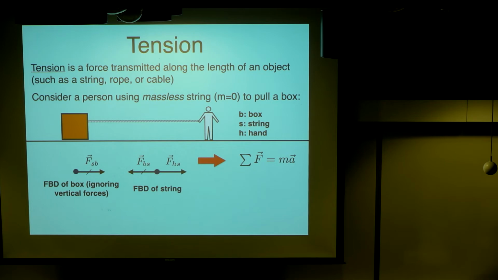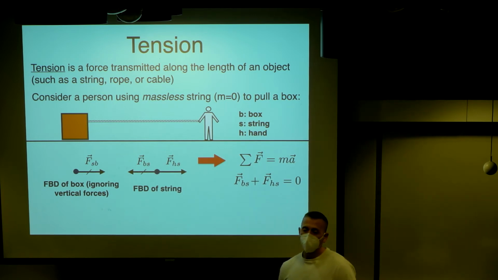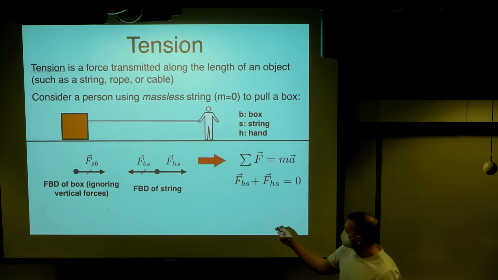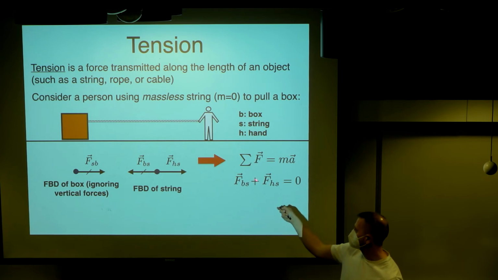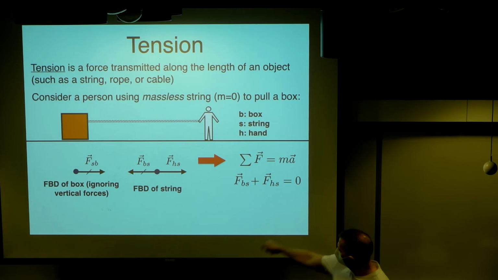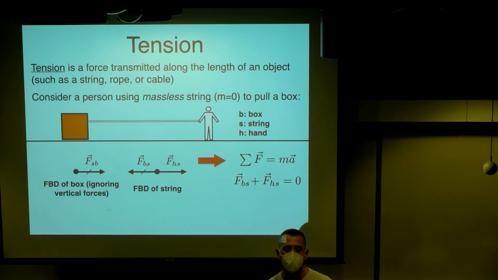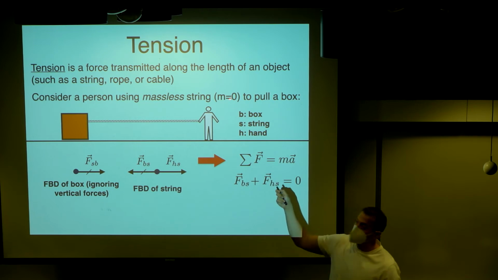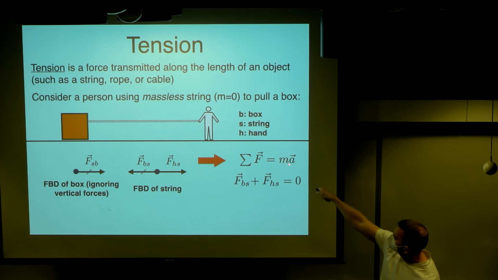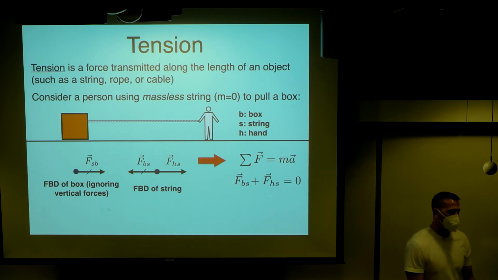So let's apply F equals MA to the string itself, okay? So we're going to add up the forces and set that equal to M times A for the string itself. Here's what you get. These two forces that I'm showing you here are added together, FBS plus FHS, okay? That's just what it means to take the sum of forces, as we add these two. But on this side, I'm setting that equal to 0. Here's why. Because what we're assuming is that the mass is equal to 0, okay? So if you plug in 0 on this side of the equation for mass, you get 0 for the entire right-hand side, okay?